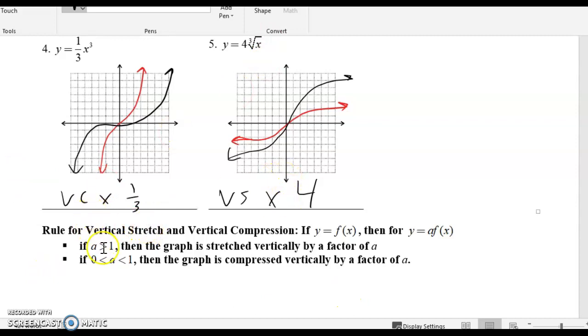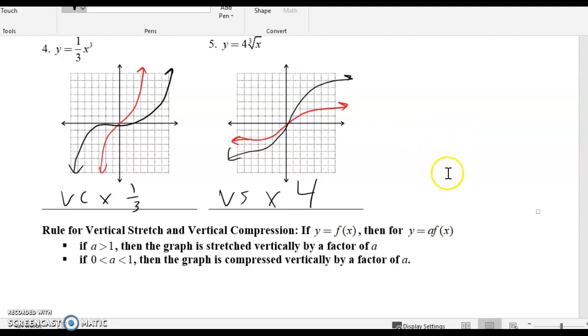So here's the rule for it. Basically, anytime you're multiplying by a number on the outside, on the front of it, if it's bigger than 1, you're going to stretch it. If it's less than 1, you're going to compress it. If it's a negative, that means something else. So if this were a -4, it's still a vertical stretch. The negative would do something else, and we will get to that. So you would just basically ignore that. The negative, it's something different.